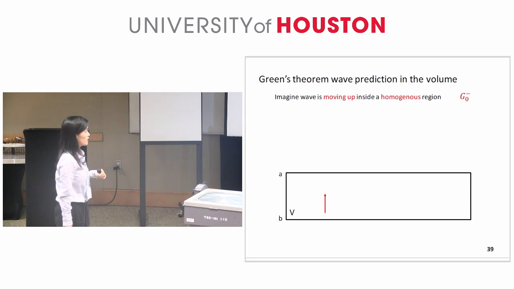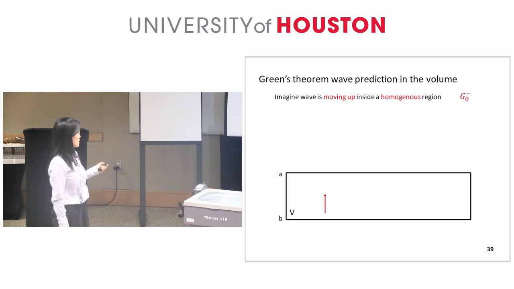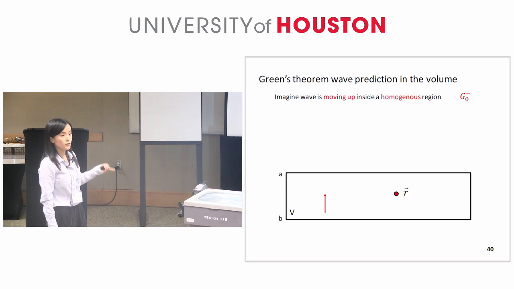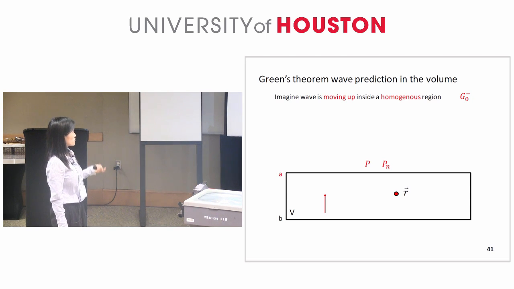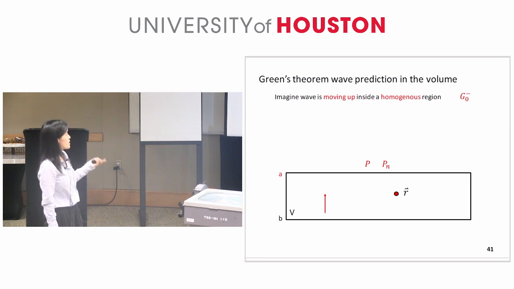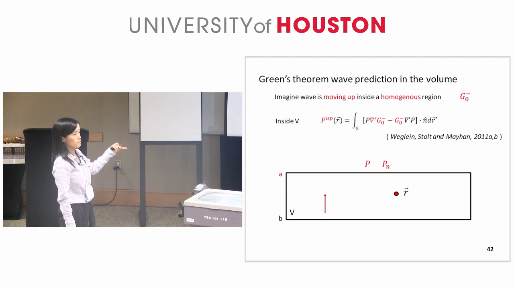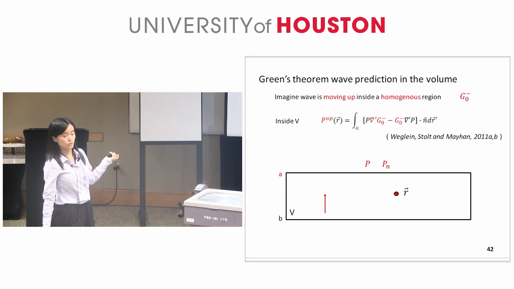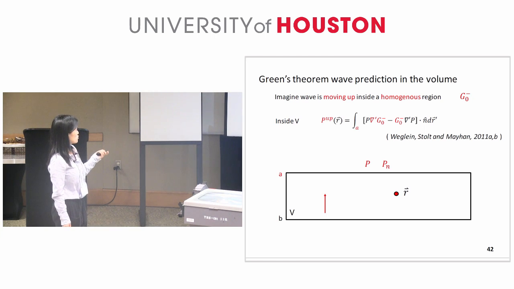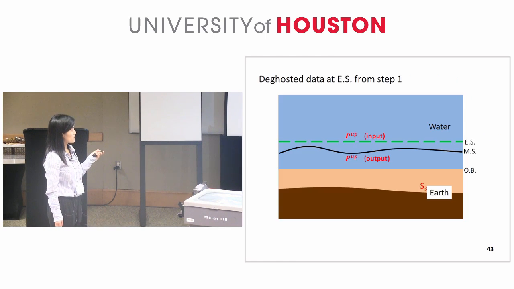In 2011. Now, if you imagine the medium inside is homogeneous and you have a wave moving up, then with the anti-causal Green's function to predict the wave field at any point inside the volume, what you need to measure is the field at the top surface, because the lower surface will not contribute. As this formula shows, by choosing G0 minus and grad G0 minus, the integration can be carried out along the top boundary A only. So next, we move to the experiment.